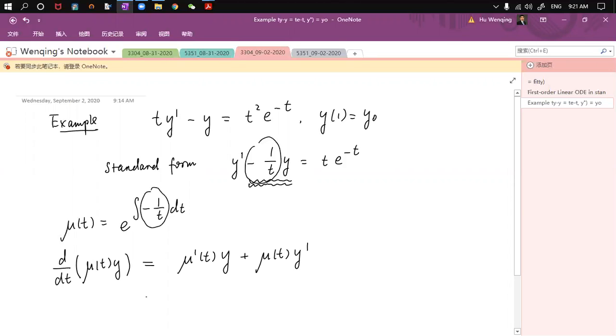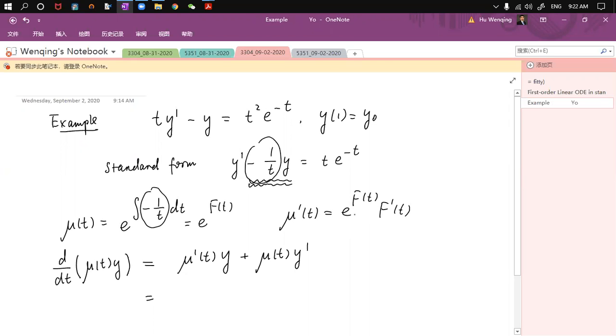Now, how can you calculate this? y prime is easy, but how do you calculate mu prime of t? Well, mu prime of t can be calculated by the chain rule. Why the chain rule? Because we can treat mu of t as e to the power of, let's say, f of t. So it's a function. By the chain rule, it's going to be e to the power of f of t multiplied by f prime of t.